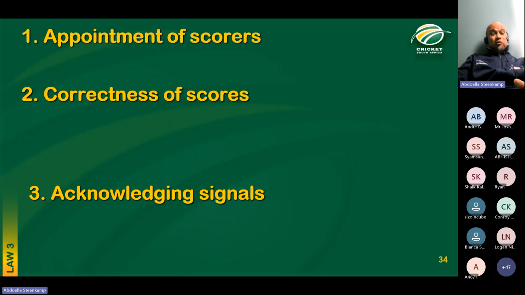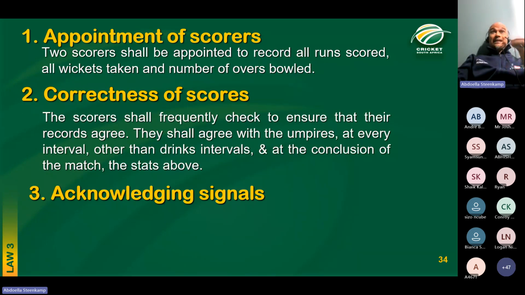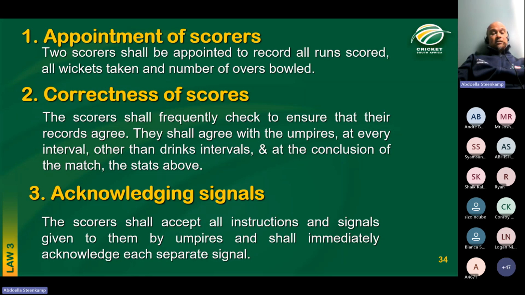Speaking about the scorers, the law also guides us. Ideally, 2 scorers to be appointed. And what do scorers do? They need to record all runs scored, all wickets taken, and the number of overs bowled. Scorers need to sit next to each other. Why is that important? They need to check their books regularly. Do their scores tie up? Do their overs tie up? Wickets tie up? Bowlers tie up? And then the law tells us, which I mentioned earlier, and it tells the scorers, please acknowledge all signals by the umpires and acknowledge each separate signal.